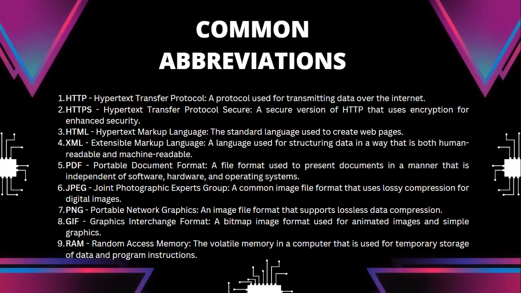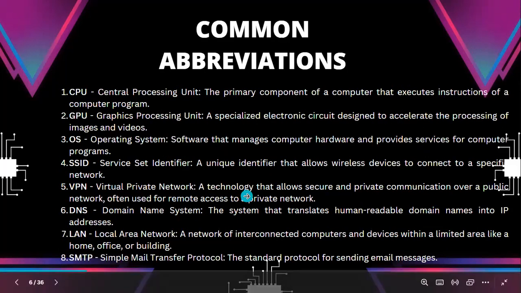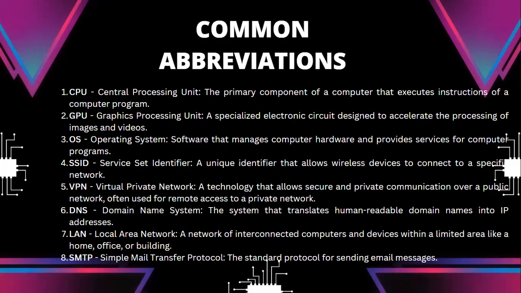Okay, so these are the different abbreviations. There are more. CPU: when you have studied in your smaller classes the parts of a computer, you remember CPU, monitor, keyboard, mouse, etc. So CPU is the central processing unit, or the brain, the primary component of a computer that executes all the things of a computer.